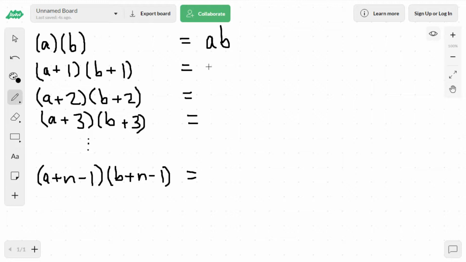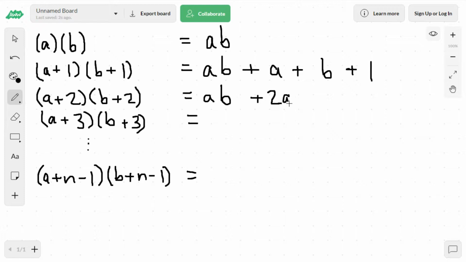We've looked at a few ways of doing it. I'm just going to use shortcuts because, you know, writing with a mouse is not the most convenient thing. So for this one, we would have A times B, B times 1, A times 1, 1 times 1. So AB plus A plus B plus 1. For this one, we'd have AB. Well, we saw this one already, so we had 2A, 2B, and then plus 4 at the end.